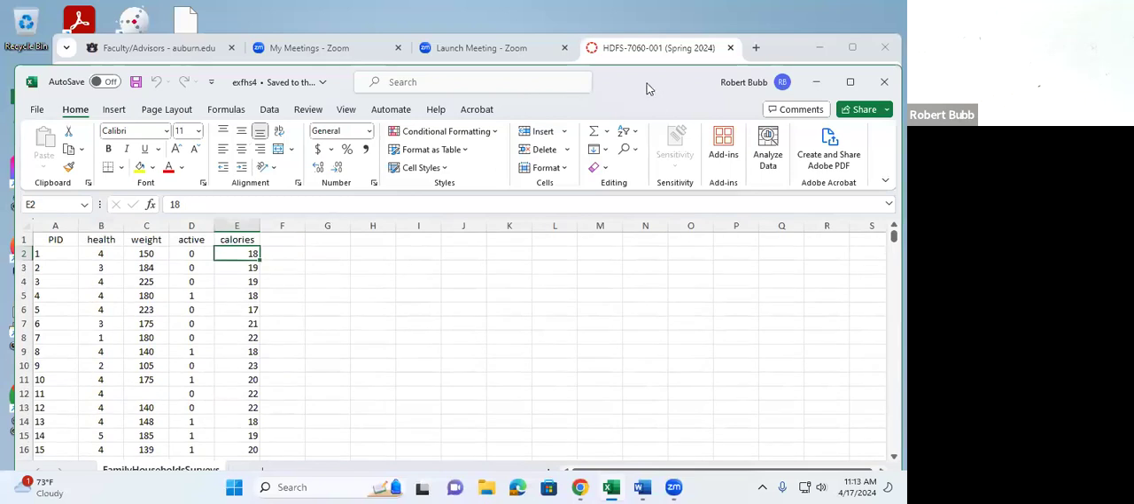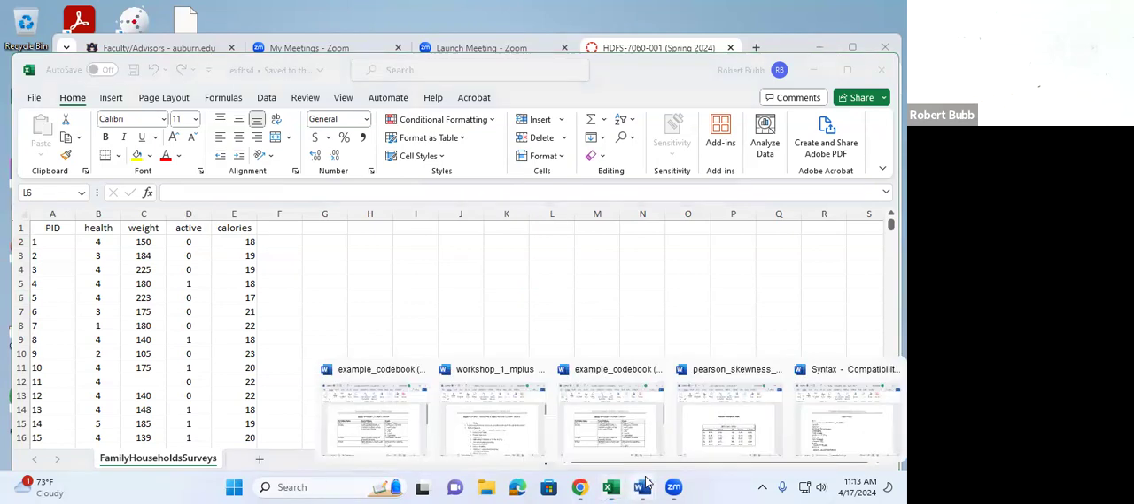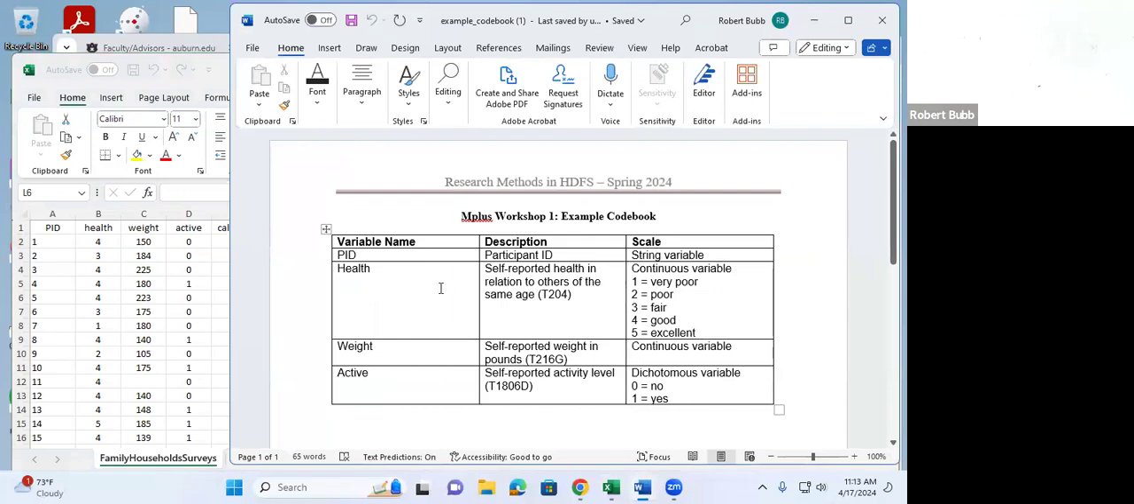Okay, so if we're going to get this ready for M+, what do we need to do? Let's start there. Yeah, we do want to get rid of the titles, but before we do that, we probably want to make sure that they are in a code book, right? So if you haven't, open up a code book. You can open the code book from last week, that's fine.